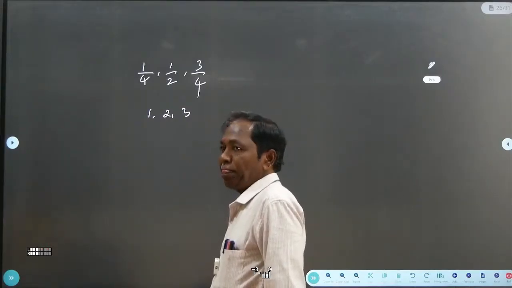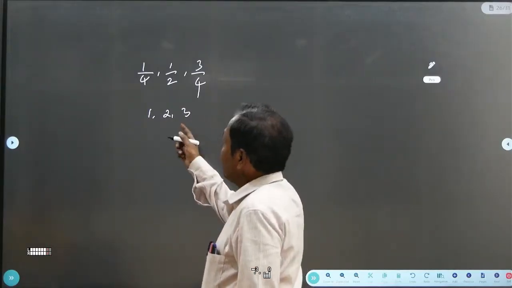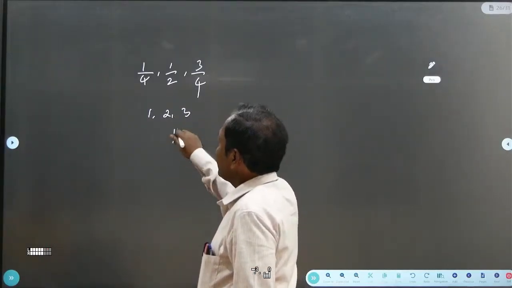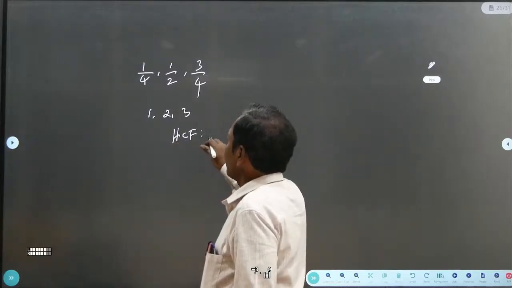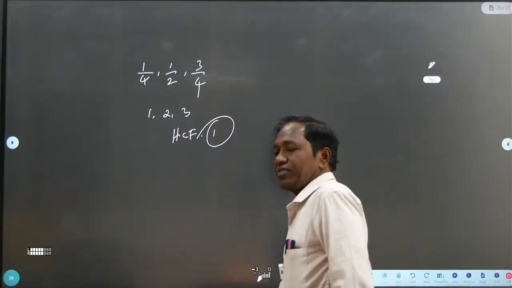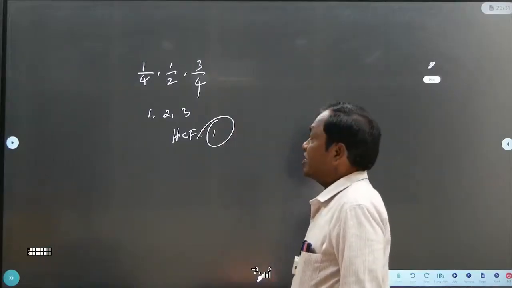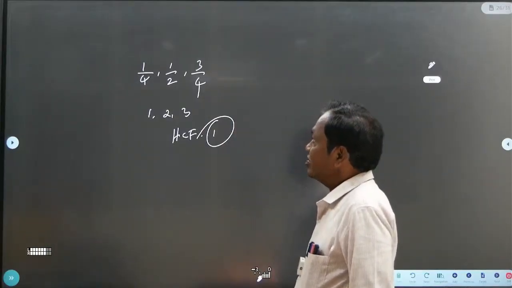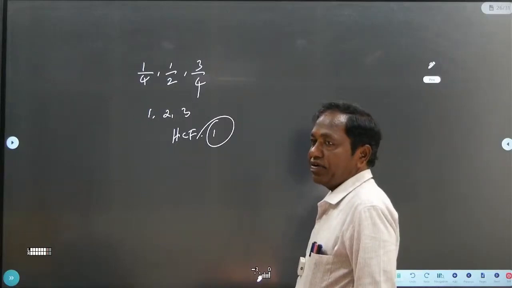The HCF is 1, no sir. If you do 1, 2, 3, the HCF is definitely 1. I asked why the answer is differing after conversion. But we have multiplied by 4 now, sir. During conversion, then we should divide by 4. 1 by 4 will come, then the answer will tally.